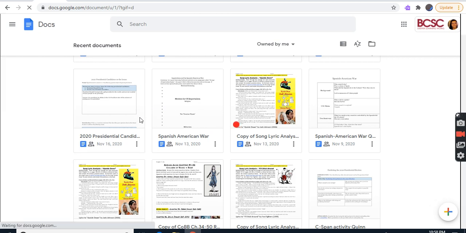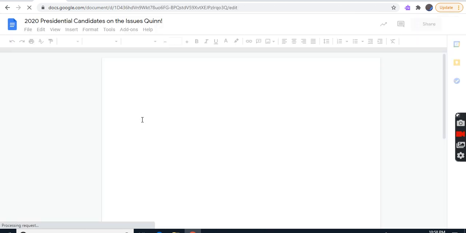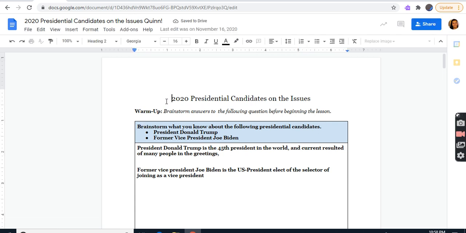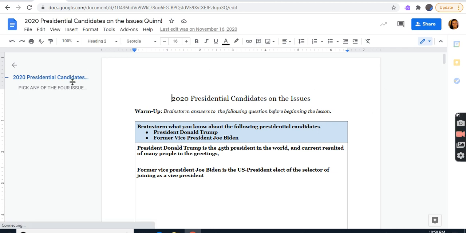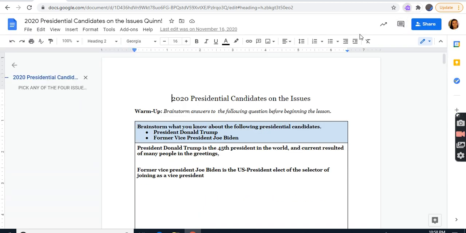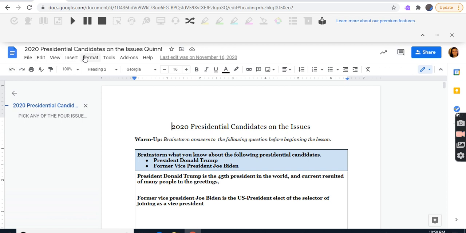Let's talk about the 2020 presidential candidates. All right, I'm gonna let this one read for me. As soon as this pops up. Oh no, I clicked it by accident. I didn't realize it was gonna pop up.